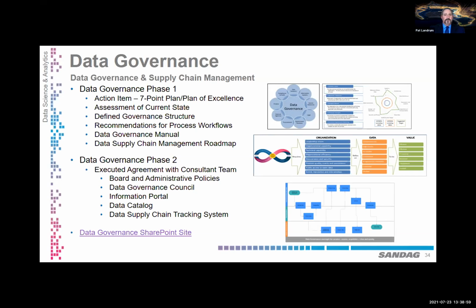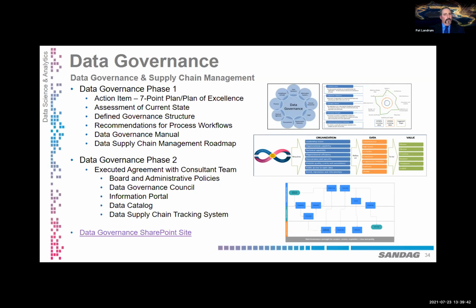Supporting that data governance council are data stewards, data owners, subject matter experts. So we're really looking at an entire set of governance processes as well as the structure around it. A couple of key additional elements of phase 2 will be an information portal where folks in our organization and externally can go to look at how we are governing data, the information around it, data cataloging, the architecture behind the data. And then again, on the data supply chain side, a formalized and automated supply chain tracking system so that we can identify every data set that we bring into the organization, at what stage it is in the development from intake through production.